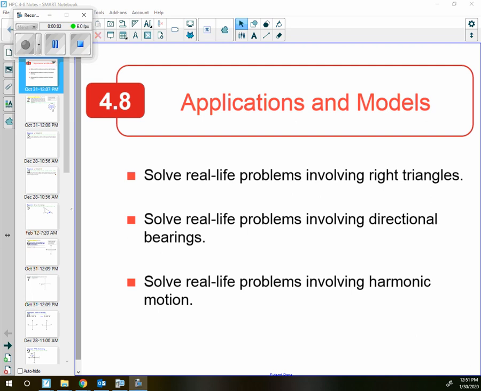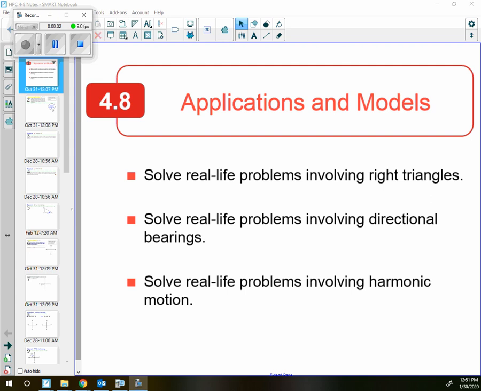Okay, everybody, this is section 4.8, applications and models. So we're going to be looking at solving real-life problems that involve right triangles, which we've already laid a foundation for somewhat, but we're going to deal more with the angle measurements this time too. And then also talking about how you might set up and solve problems using directional bearings. So being able to actually use angle measurements to help thinking more about things like vectors in physics or directional headings when you're setting up and solving problems.